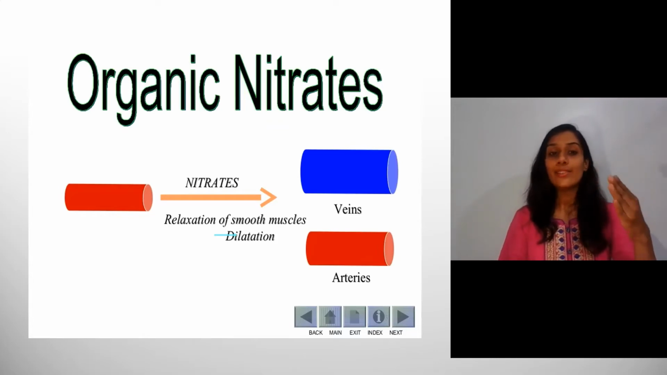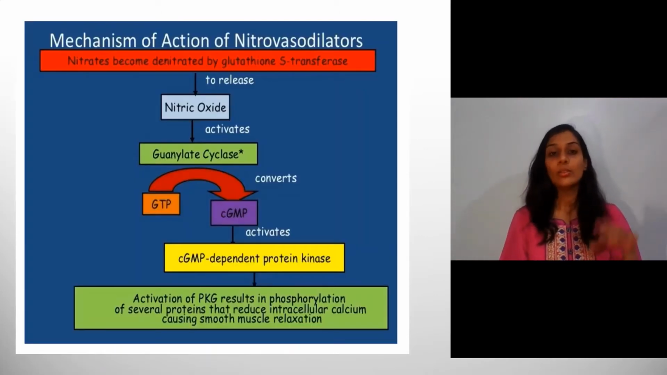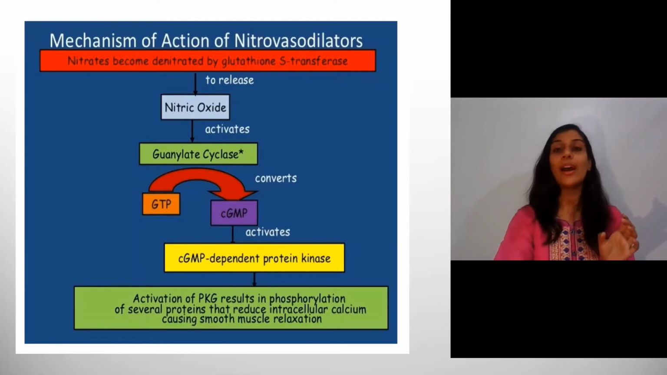So nitrates cause relaxation of smooth muscle, that is dilatation, right? Now nitrates release nitric oxide, which increases the level of intracellular cyclic GMP, which causes a decrease in the amount of calcium, and which causes relaxation of smooth muscle. So this is the mechanism explaining nitrates, right?